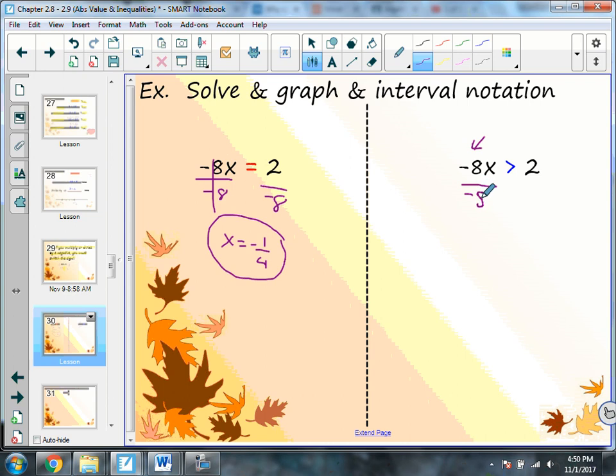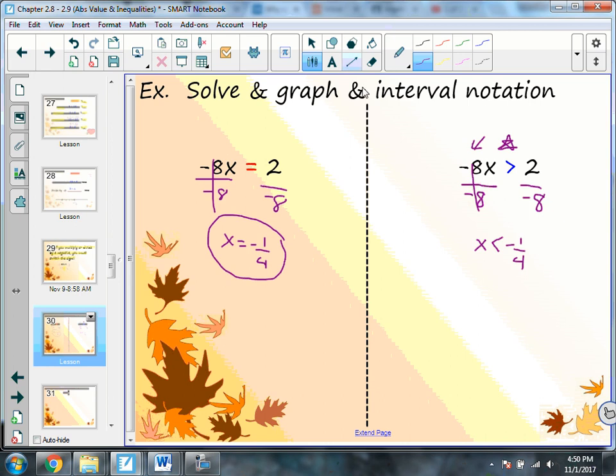So when you in your head say the words divide by negative anything, you have to flip the sign. So these cancel, and I get x is less than negative 1/4. So this is an example of where we have to flip the sign. So I need to flip that sign. That's supposed to be a star. So x is less than negative 1/4.